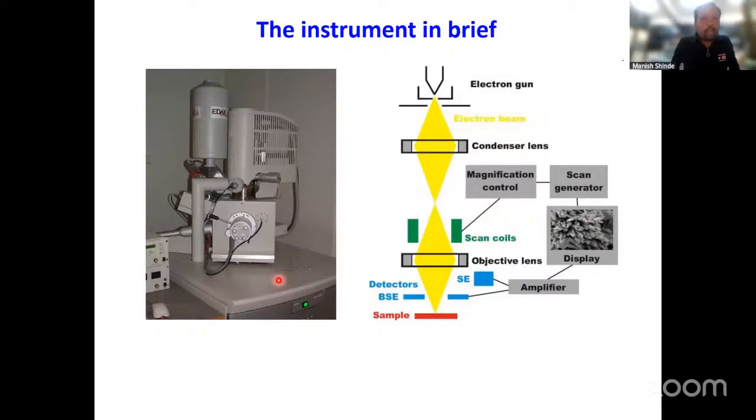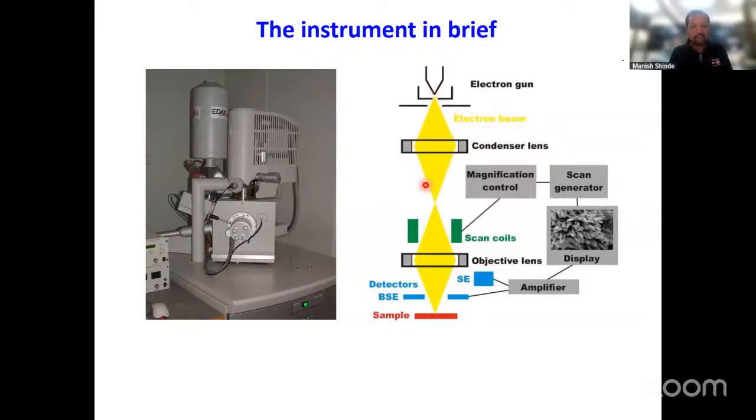Now, if you look at the instrument of SEM, this is a typical instrument available in the lab, and this is the schematic of that instrument. So it consists of an electron gun, where you have to apply certain potential and then bring out the electron beam. Then there is an aperture through which the electron beam comes out.